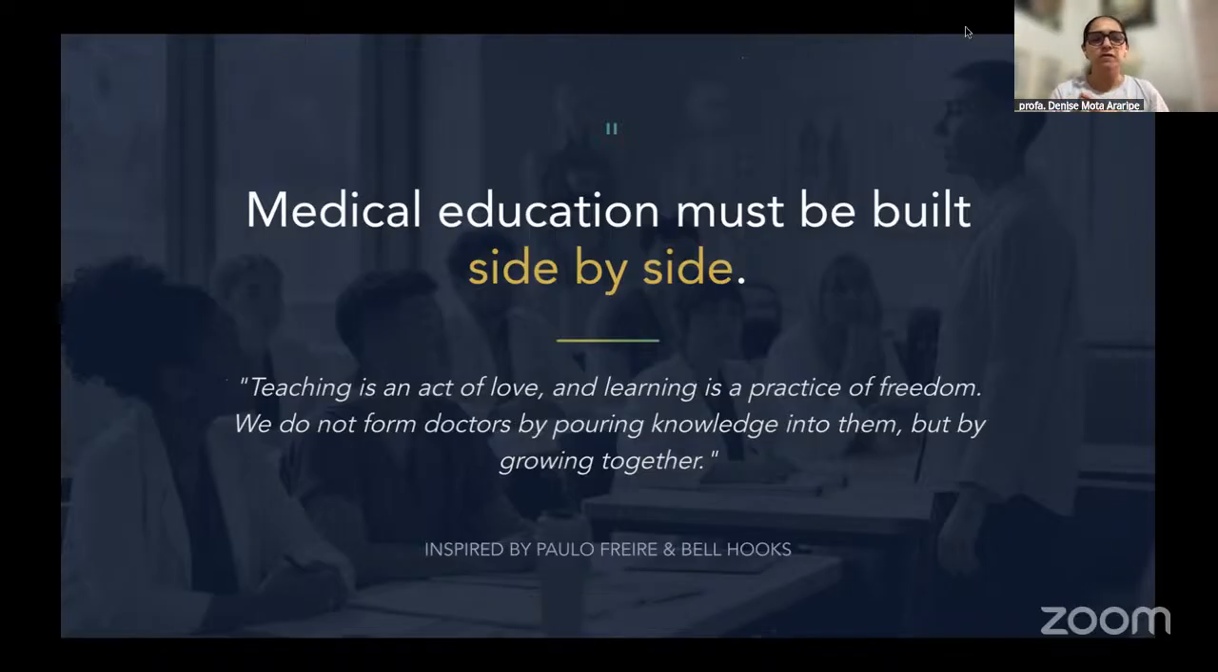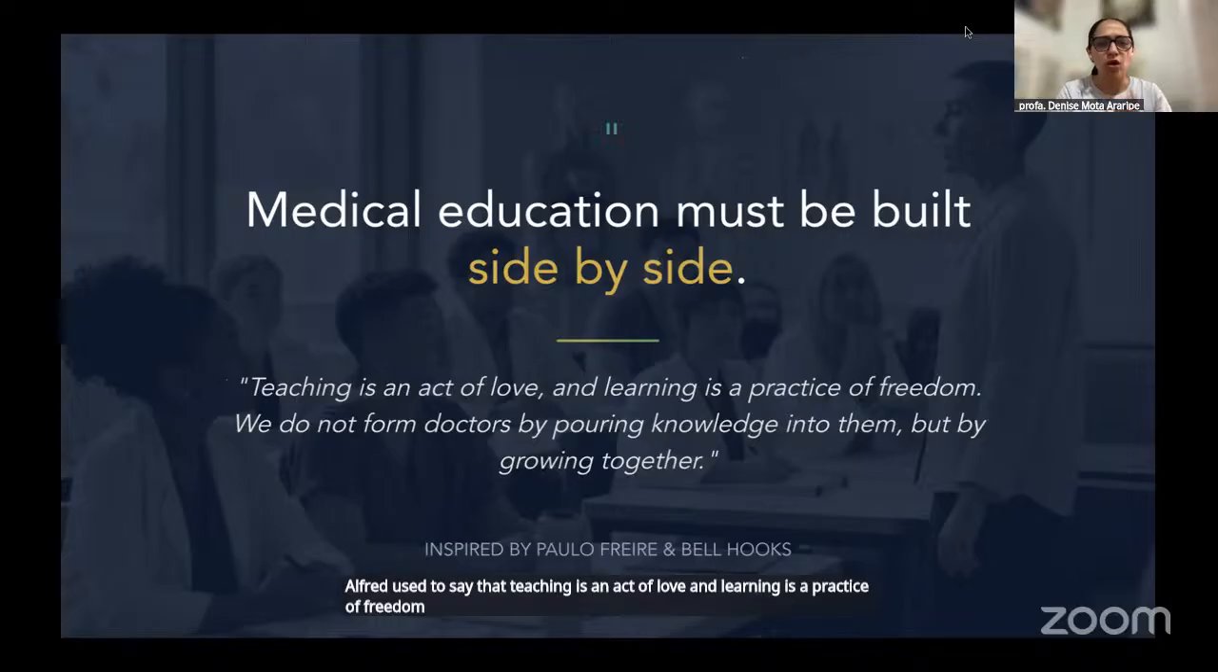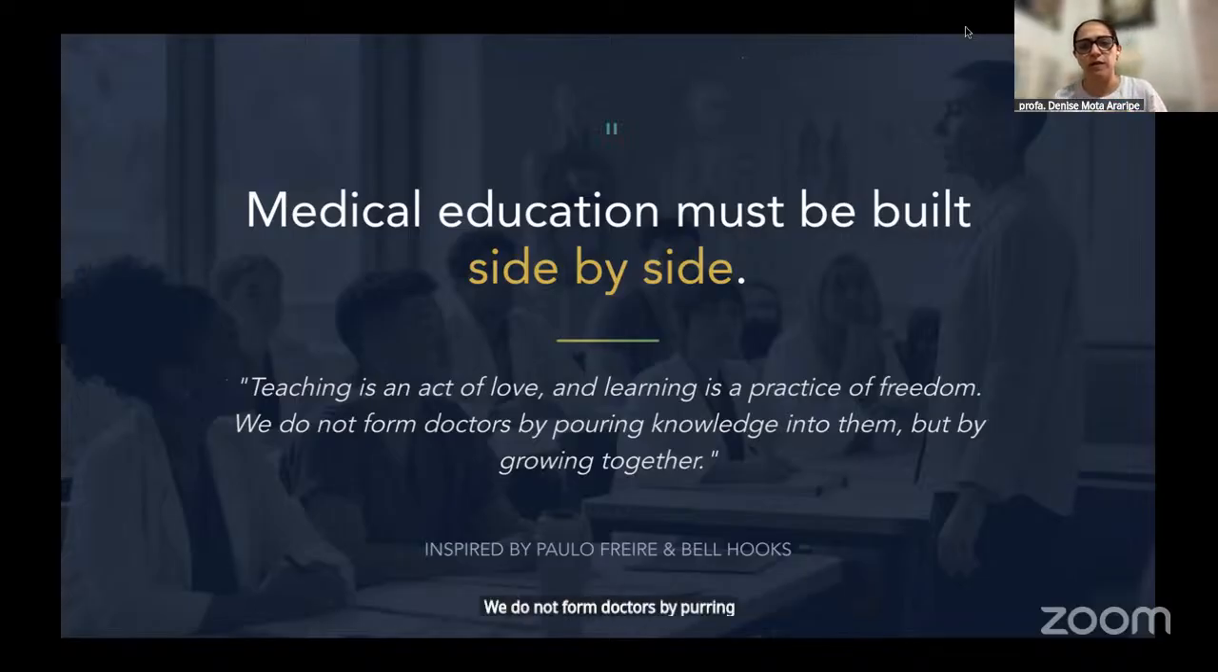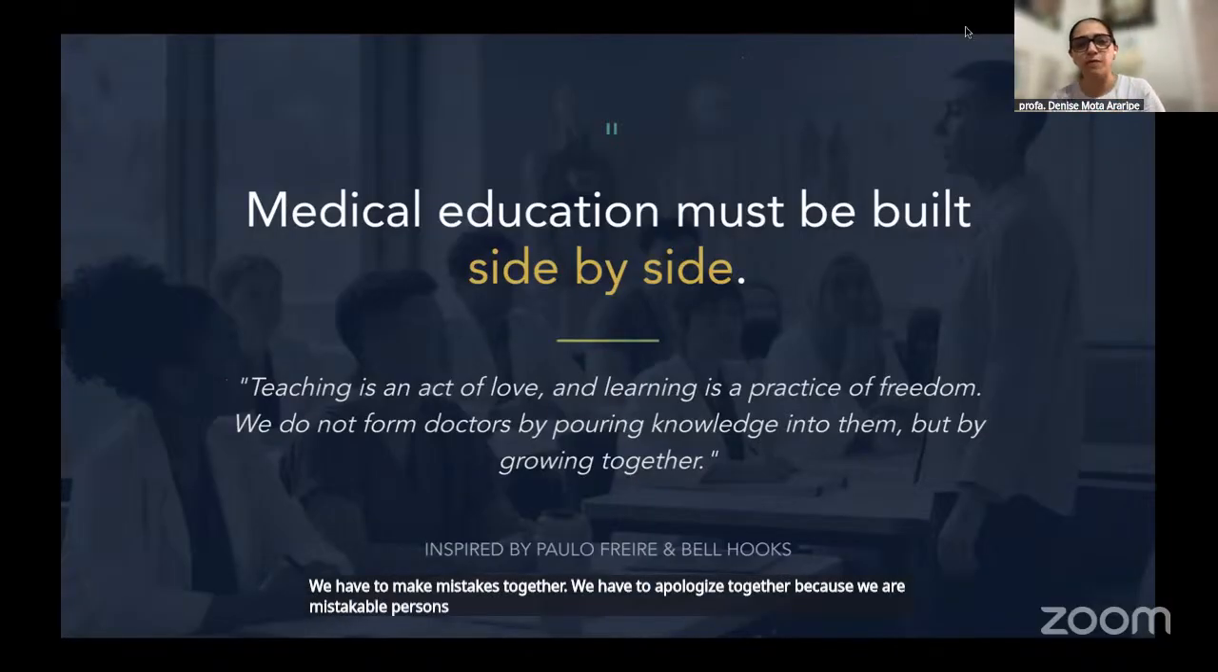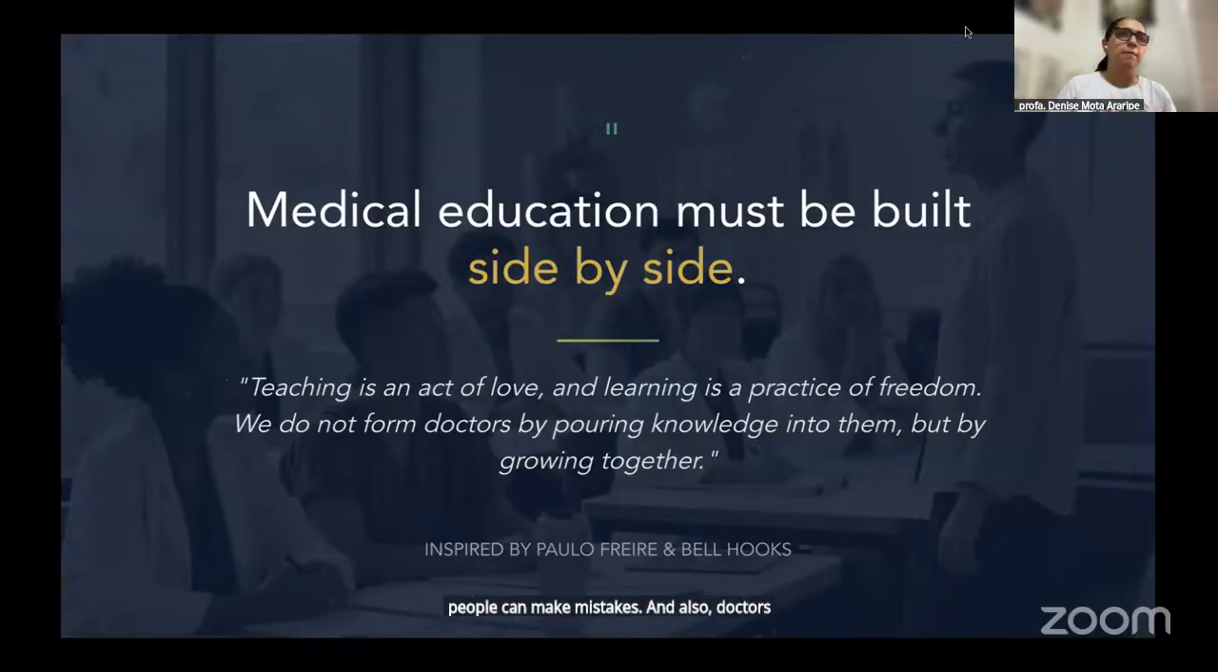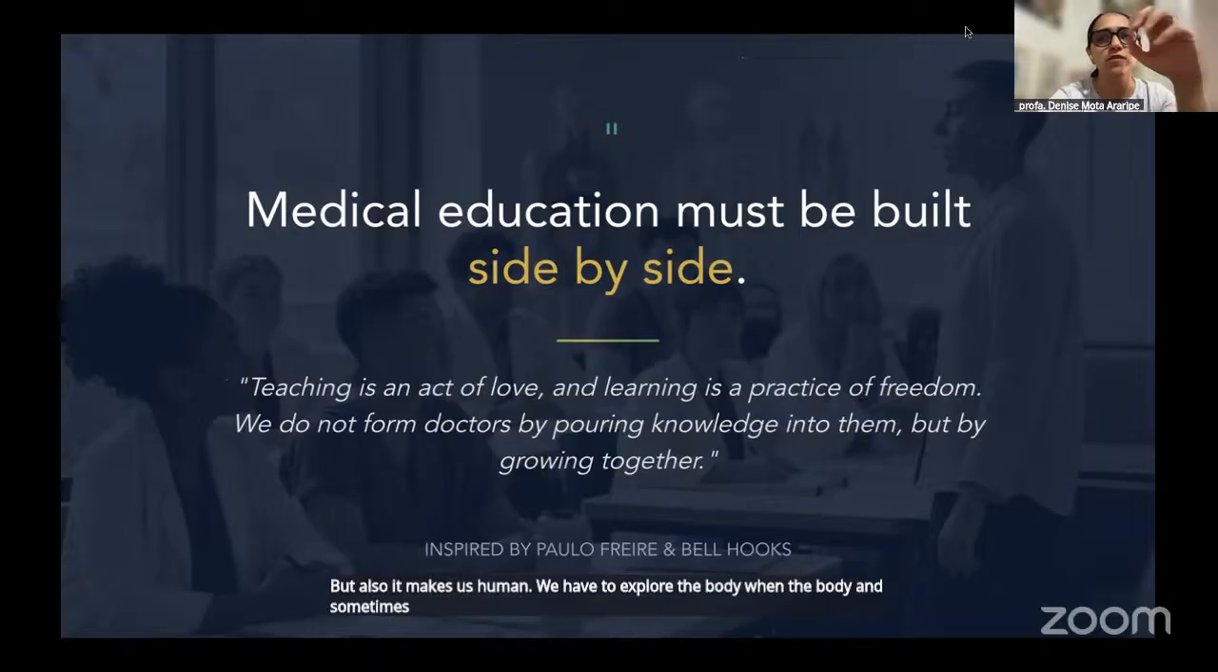Paulo Freire used to say that teaching is an act of love and learning is a practice of freedom. We do not form doctors by pouring knowledge into them. We have to grow together. We have to make mistakes together. We have to apologize together because we are fallible persons. People can make mistakes, and doctors also make mistakes. Of course, we don't like the idea of getting it wrong. It hurts, but it also makes us human. We have to explore the body when the body speaks, and sometimes the words will fail.